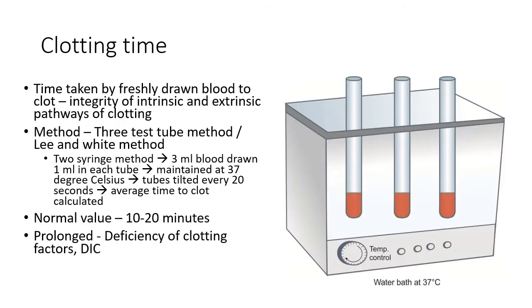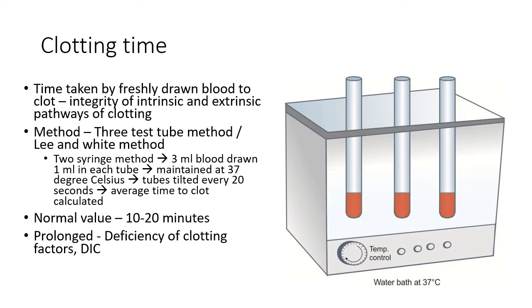Coming to the second test, that is clotting time. This is defined as the time taken by freshly drawn blood to clot. This checks the integrity of intrinsic and extrinsic pathways of clotting. Bleeding time checks the integrity of platelets and vascular structure. This clotting time checks the integrity of intrinsic and extrinsic pathways of clotting. The method used is the three test tube method or Lee and White method.